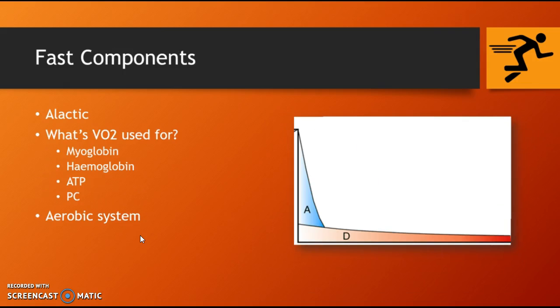So fast components. This is our alactic part, so this is this part. What is VO2 used for? The VO2 in our fast components, when recovering, is mainly used for resynthesizing ATP and PC, and restoring our myoglobin and hemoglobin, so that oxygen can be sent around the blood and to the working muscles so they can restore back to resting levels. We mainly use all this through our aerobic system rather than our anaerobic system at the end of exercise.